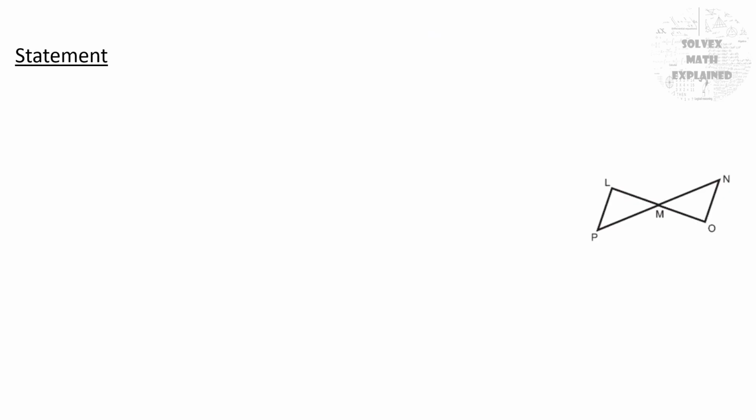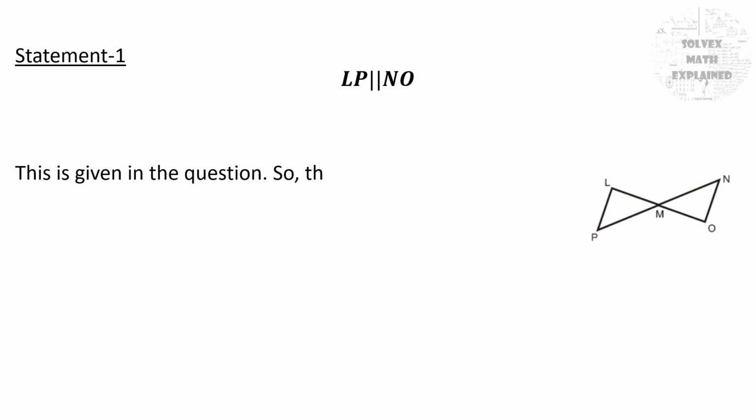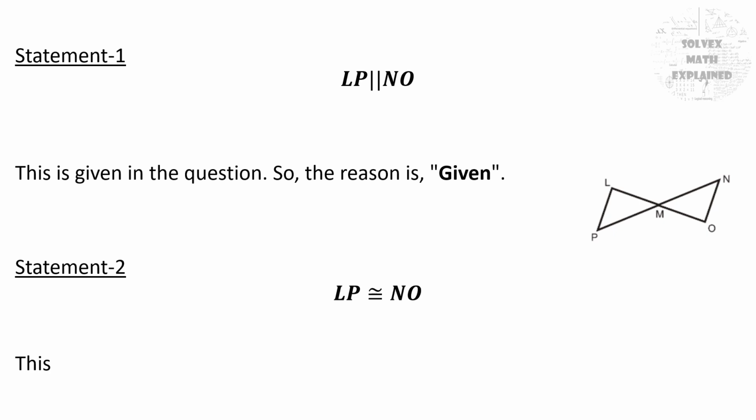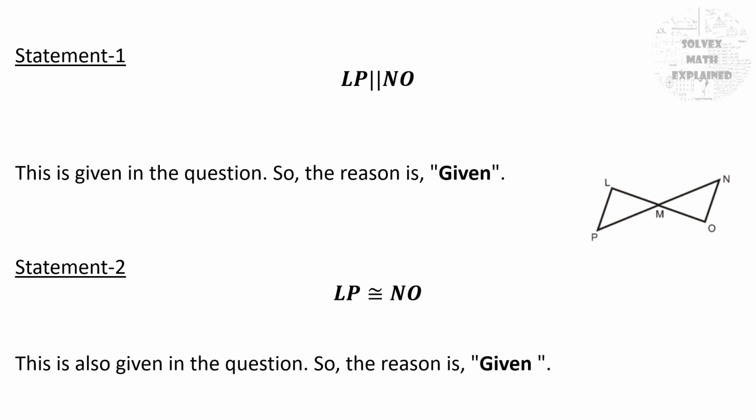The first statement can be written as LP parallel to NO. This statement is given in the question, so the reason for this statement is given. The second statement can be written as LP is congruent to NO. This statement is also given in the question, so the reason for this statement is given.